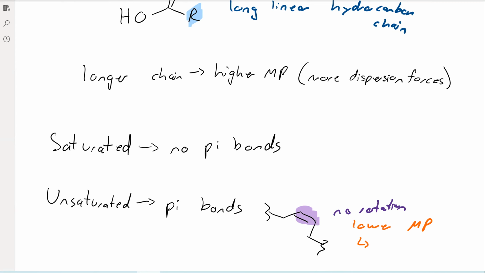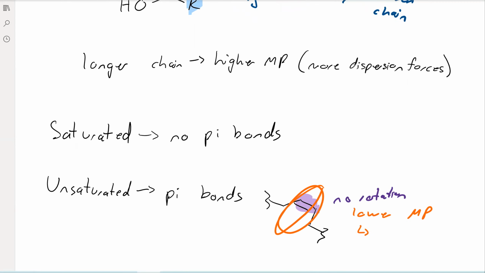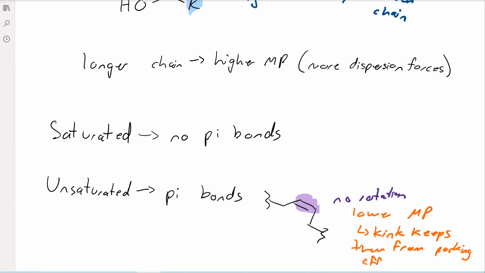The reason that it does this is this little kink in them keeps them from packing as efficiently, and so they stay liquid at higher temperatures. The kink keeps them from packing efficiently. And so what that means in these saturated fats is that they're more likely to be solid at room temperatures.